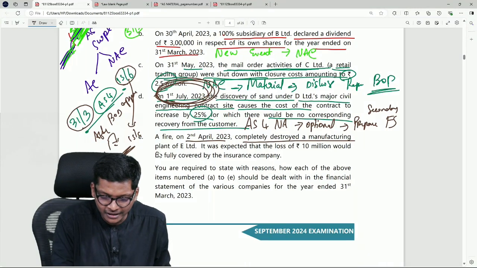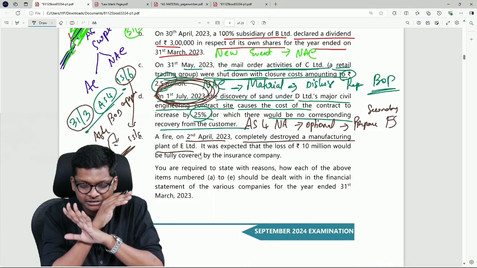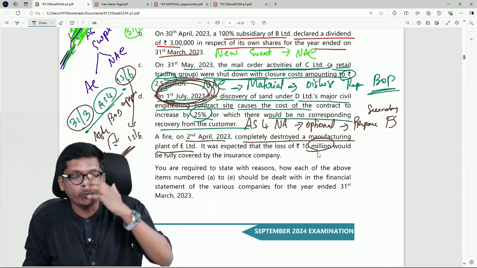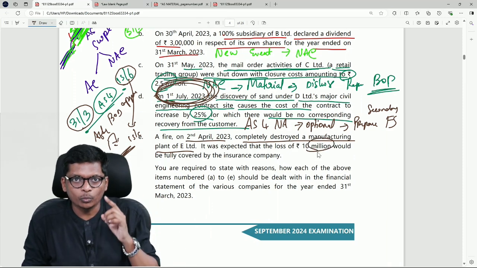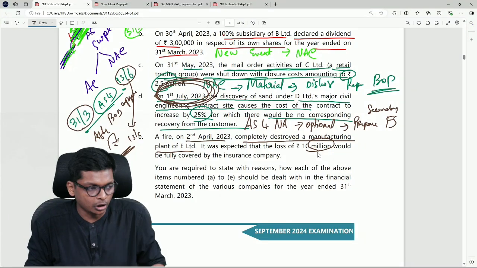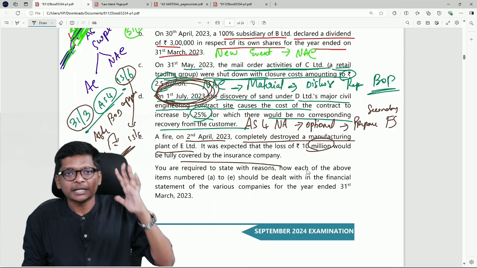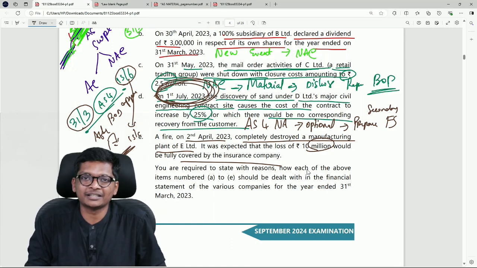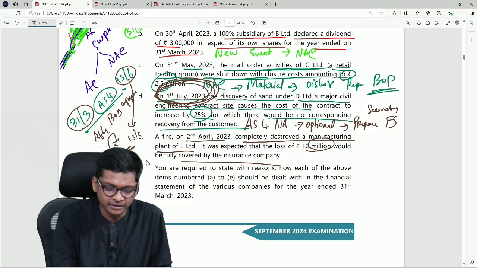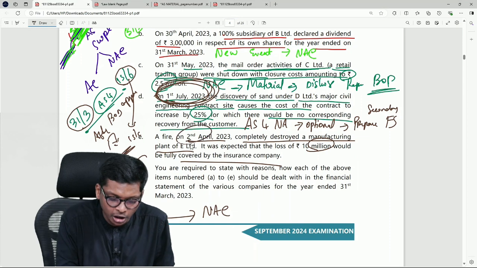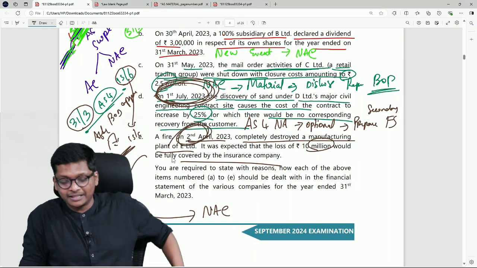Completely destroyed a manufacturing plant, full plant is destroyed, loss of 10 million, above only 2.5 million. 10 million, 1 million is 10 lakhs, guys. 10 million means 1 crore loss, but fully covered by insurance company. Now, plant itself is destroyed, guys. So what if insurance company is giving money? Of course, non-adjusting event because it's happening on 2nd April after year ending.